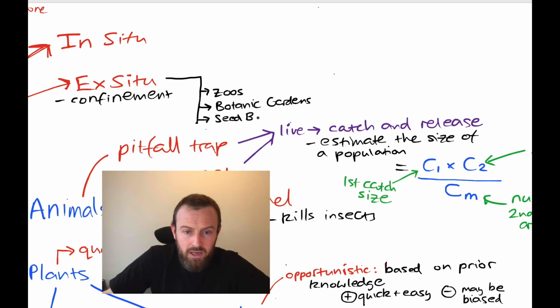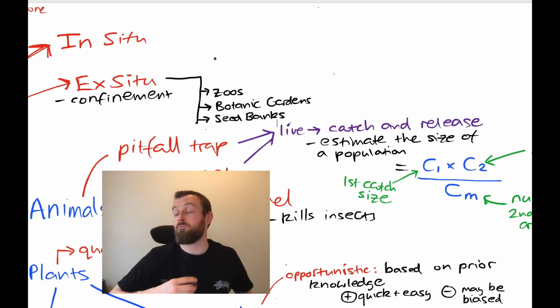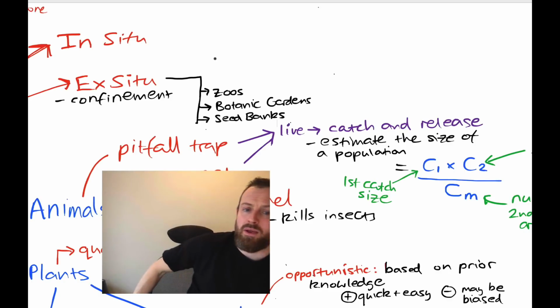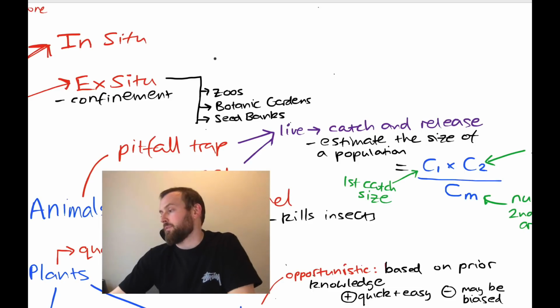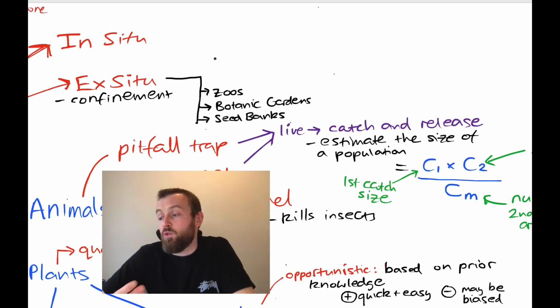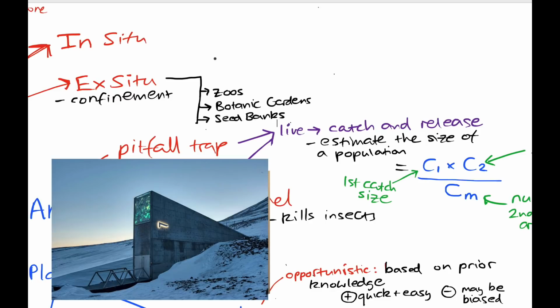Seed banks are a little bit like ultra compact botanic gardens that house only the seeds of the plants, and there are big places like this where the seeds of lots of organisms are stored. Here's a picture of one. It's called the Svalbard Global Seed Bank, I think.